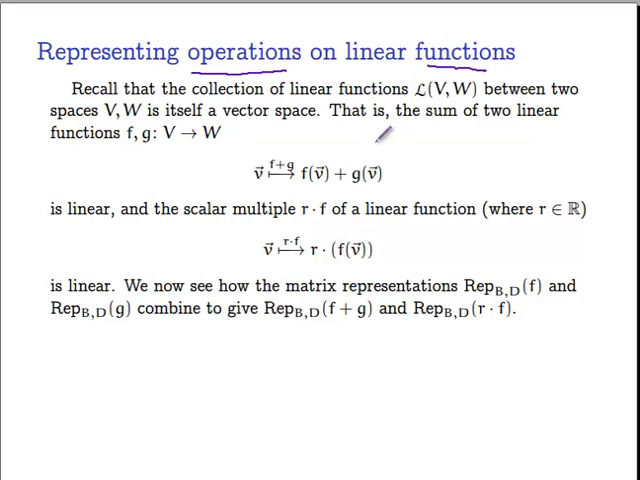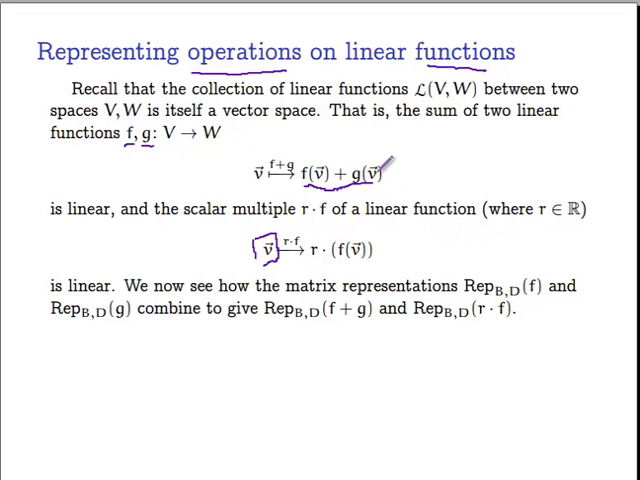In particular, we can talk about the sum of two linear functions. So here f and g are linear, and we can define f plus g operating on vector v as the function that takes v to f of v plus g of v. Similarly, we can talk about the scalar multiple of a linear function as the function that takes the vector v to r times f of v. It's not difficult to show that these two mappings are linear. If f and g are linear, then f plus g is linear. If f is linear, then rf is linear.